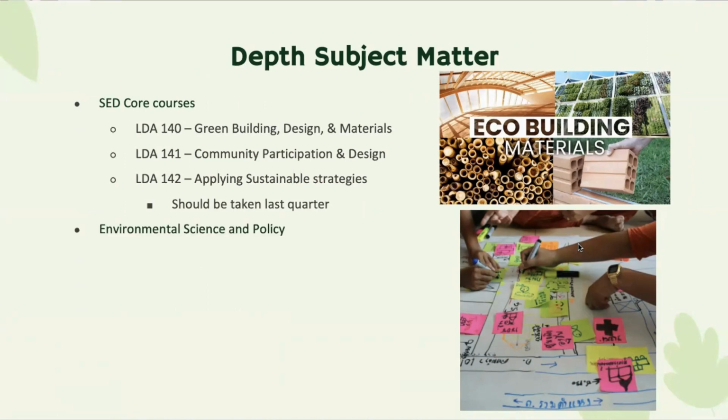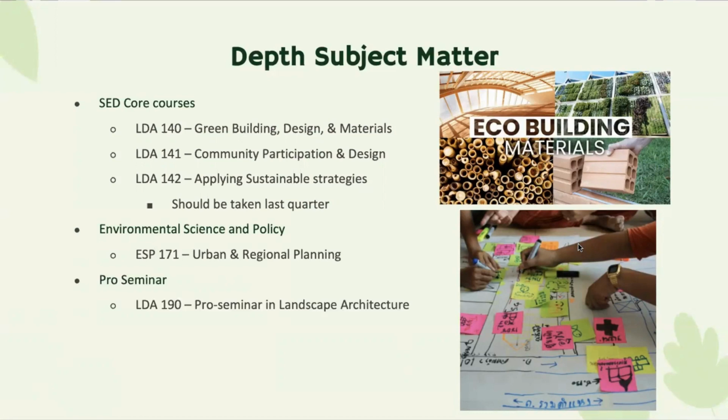Moving on to environmental science and policy, students will take ESP 171, Urban and Regional Planning. Students will need to take 2 quarters of LDA 190, the Pro Seminar in Landscape Architecture. Each LDA 190 seminar is 1 unit each. Therefore, students will take this class twice to get a total of 2 units.